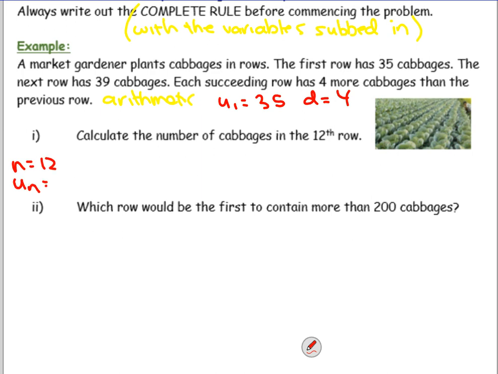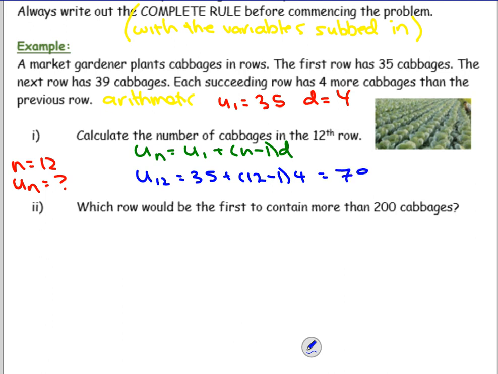I'll write the formulas just so you can remember what they look like. They're in the formula booklet. I've just used them so many times I remember them. And then they want to know the 12th row. 12, 35, minus 1, times 4. But you could do that one non-calc. So 12 minus 1 is 11. 11 times 4 is 44. Yep. And 35, sorry, plus 44 is 79. So there are 79 cabbages in that row. Fascinating.